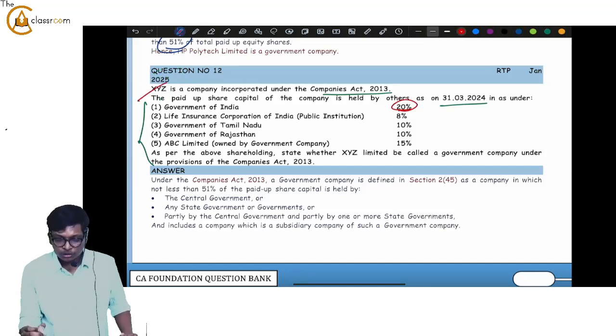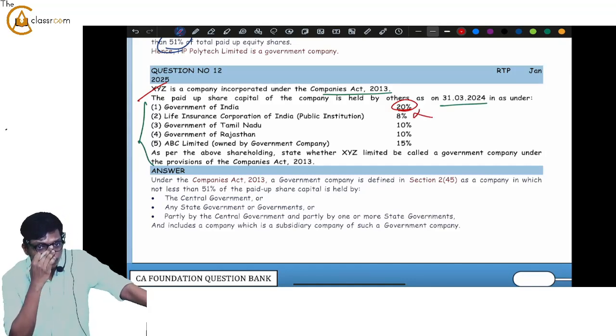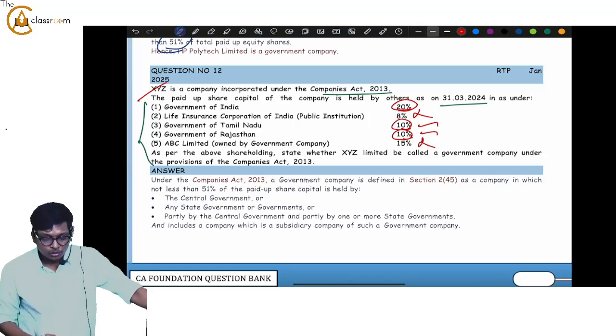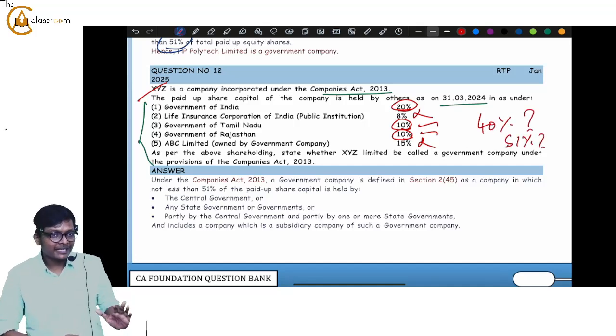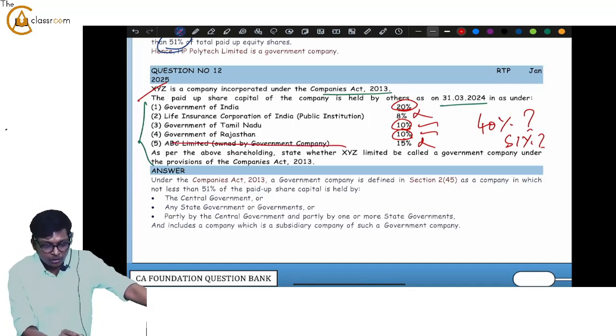Government of India has 20%. LIC, will I count? No, for a government company, shares should be held only by the central or state government. Government of Tamil Nadu, will I count? Yes. Rajasthan? Yes. A limited company owned by a government company? No. What is the total percentage? 20, 30, 40 percent. Not 51. Is this a government company? Answer is no. That's it. Don't care about other government companies, all of that. That is the answer.